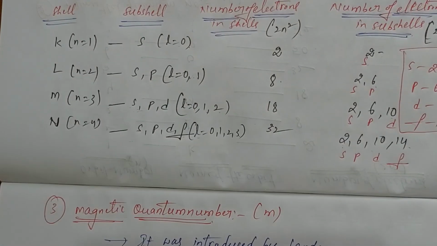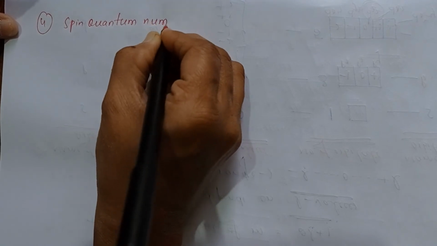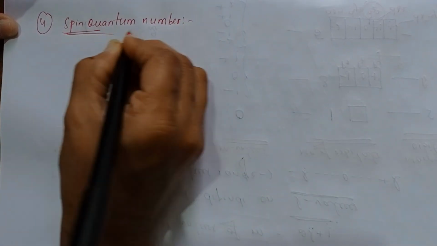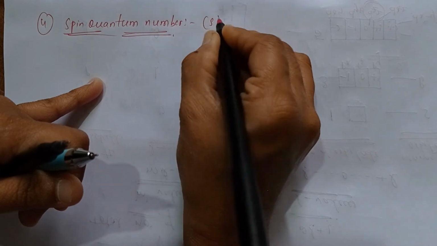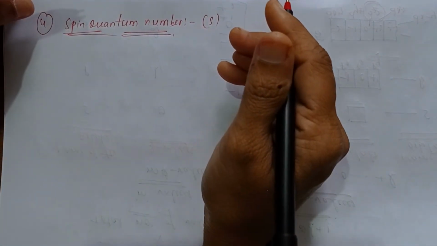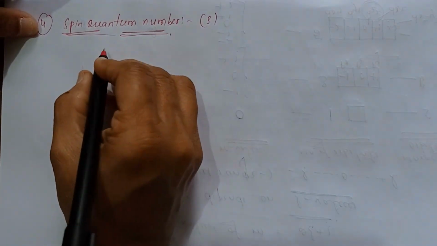Now I am going to discuss the spin quantum number, the fourth one. First of all, this quantum number is represented by small s, and it was introduced by Uhlenbeck and Goudsmit.